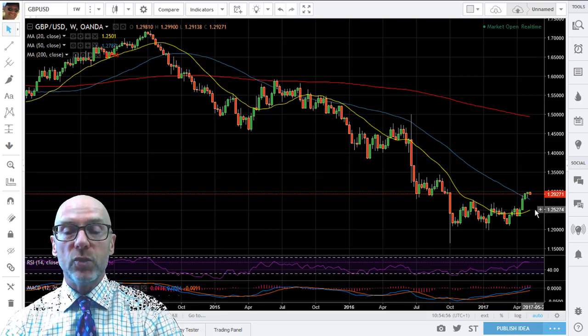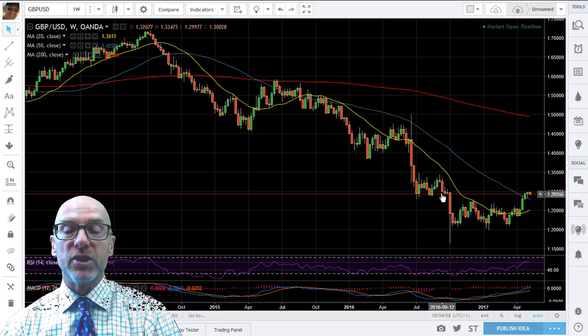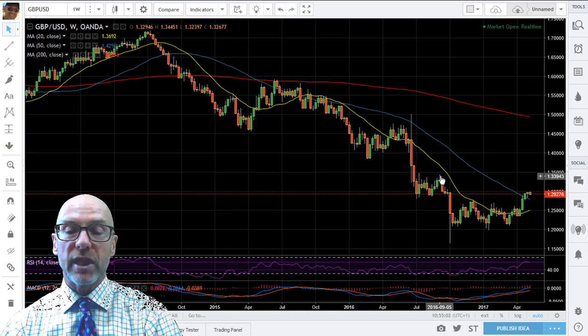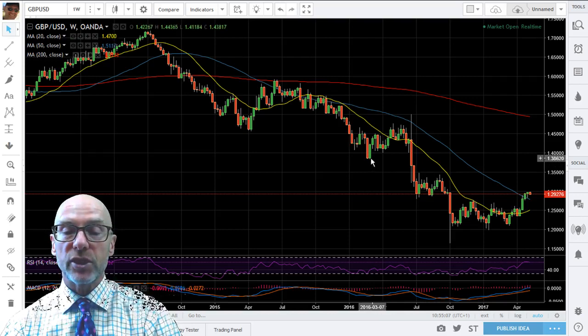If we do get a push up through, it would be positive, because above the resistance level of the 134, there's not a lot of resistance until we get to 138, the bottom of these.